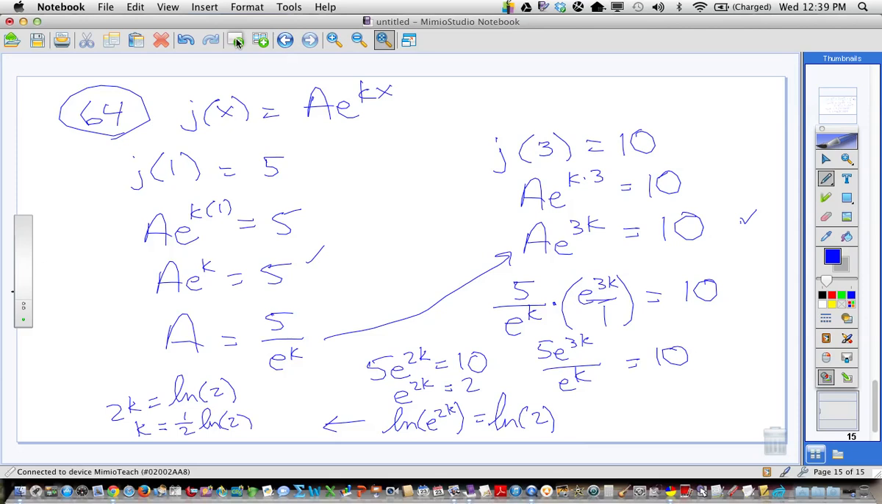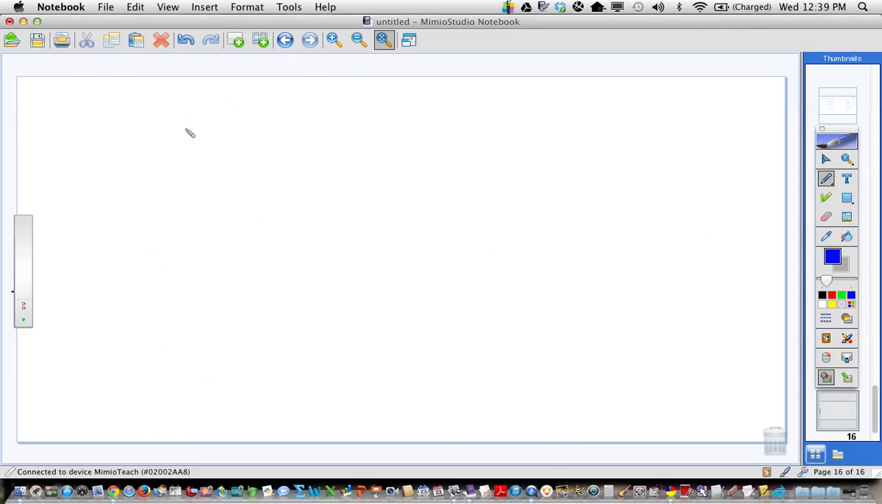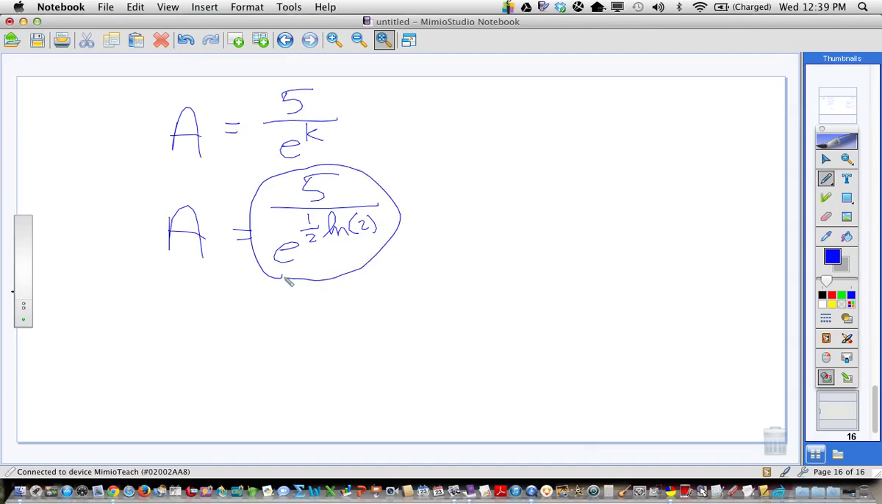Now you were supposed to also find a. Well, all we have to do now is go back to what we have. What was a? It was 5 over e to the k, right? So now we can plug in what we just found for k. So we got 5 over e to the 1/2 ln 2. Now for me right now, I would say you could stop right there, okay? But there might be times where it would be to our advantage to be able to simplify a little more. So let's talk about it. So what can I do with this 1/2 in front of the log?